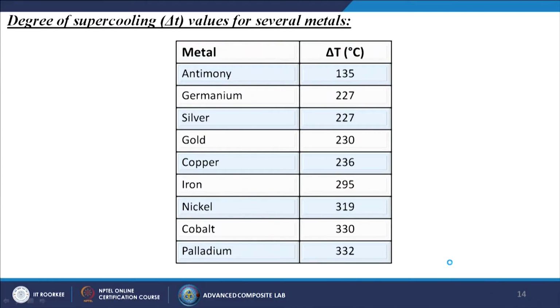Now, the degree of supercooling delta T values for several metals. Say, suppose we take antimony, it is 135 degree centigrade. Generally copper is required for us because we are widely using copper, that is 236 degree centigrade, iron is 295 degree centigrade, nickel is 319 degree centigrade, then cobalt is 330 degree centigrade, and gold is 230 degree centigrade. So, this is the degree of supercooling for various metals.